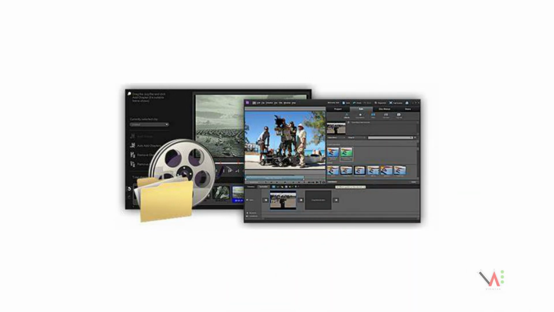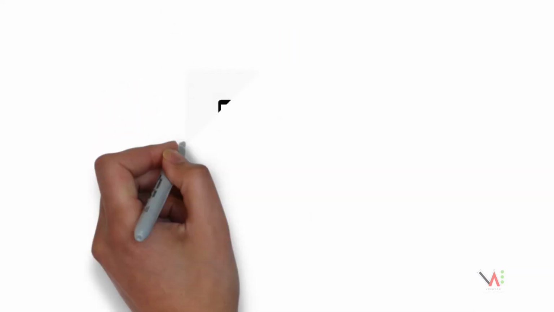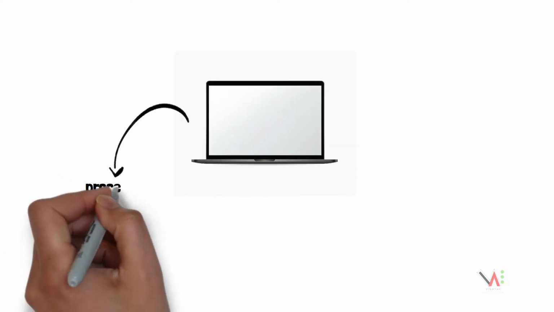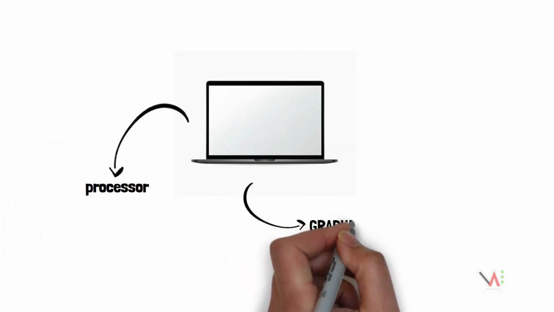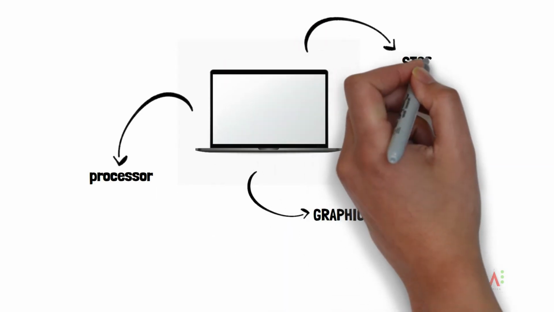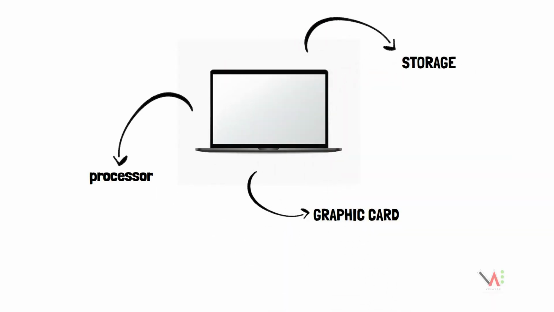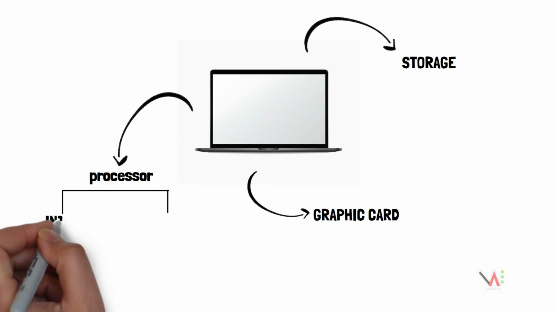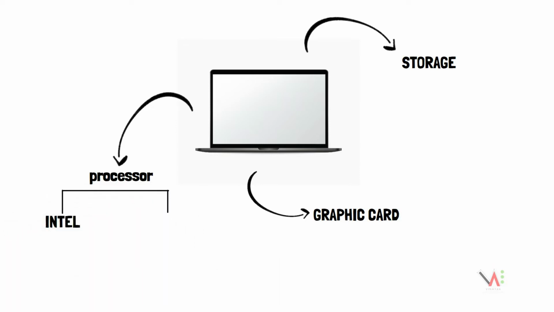Without any delay, let's move further. In a laptop there are three main things. One is the processor, second is the graphic card, third is the storage. And let's start with the processor. In processors there are two brands. One is Intel and second is AMD.